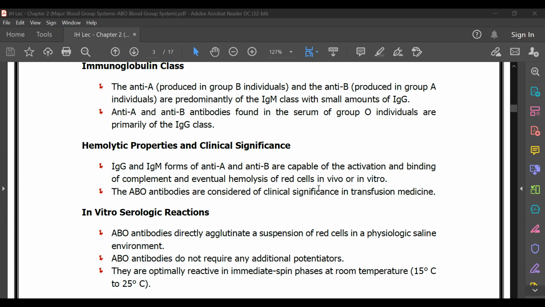Nakuha nyo yung ibig sabihin na when we say of clinical significance? These are antibodies that are capable of causing a transfusion reaction, and these antibodies have been associated with what we call hemolytic disease of the fetus and the newborn. Hemolytic disease of the fetus and newborn.